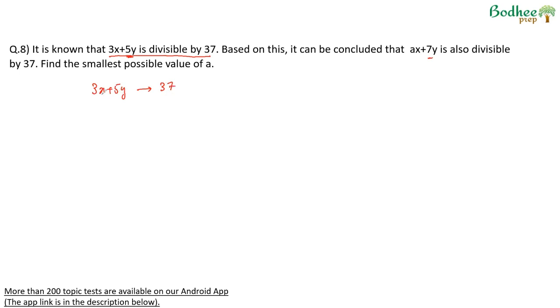LCM of 5 and 7 is 35. So I multiplied this by 7. 21x plus 35y will also be divisible by 37. Multiplying this by 7 will not change the divisibility. Also, we know that ax plus 7y is divisible by 37. Multiplying this by 5, 5ax plus 35y will also be divisible by 37.